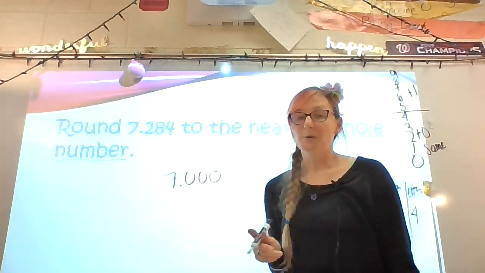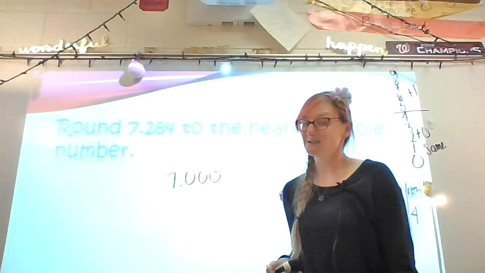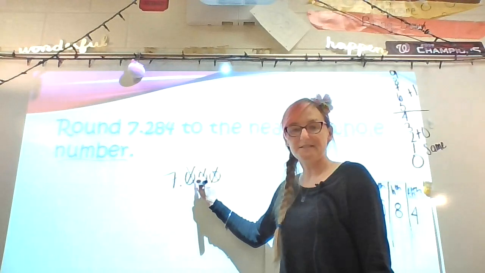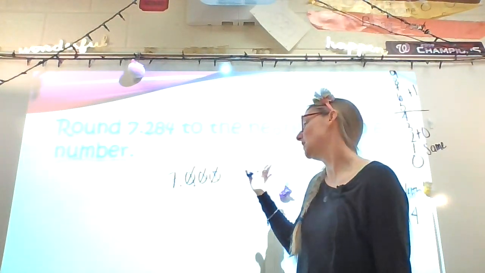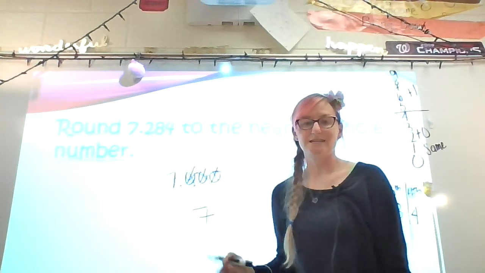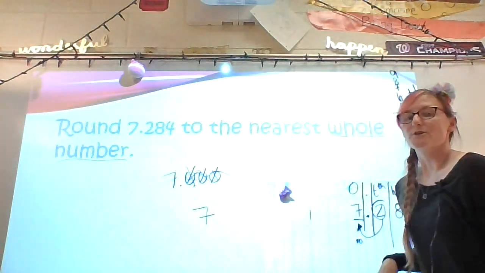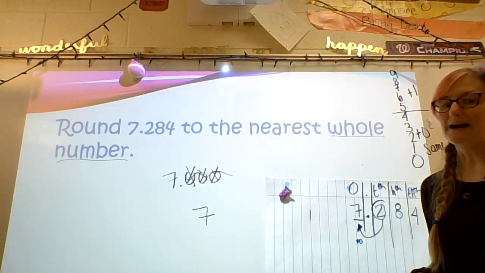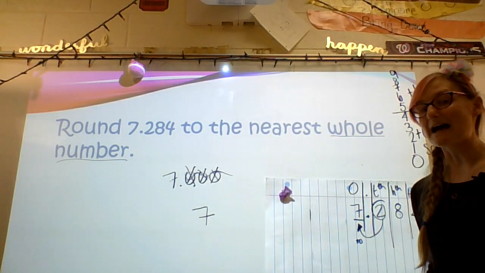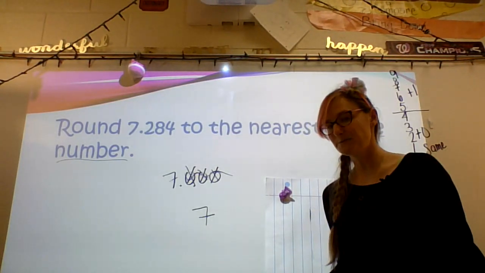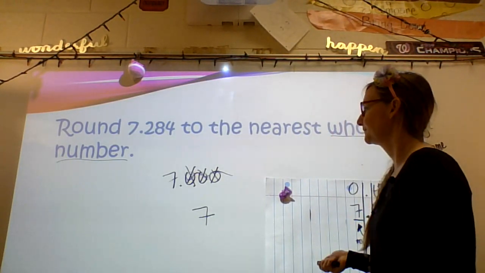But if you remember, with decimal points, it's a little bit different. So we're actually going to drop these zeros. I'm going to say poof, be gone. And this number is actually just going to be a 7. So 7 and 284 thousandths rounded to the nearest whole number is actually 7. No decimal point, no zeros.